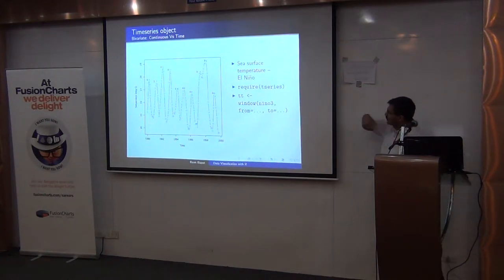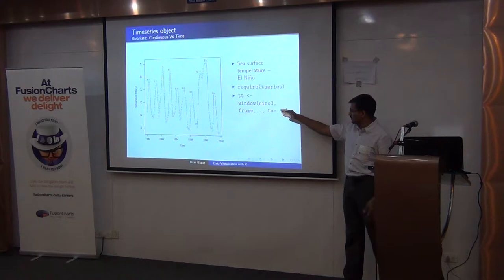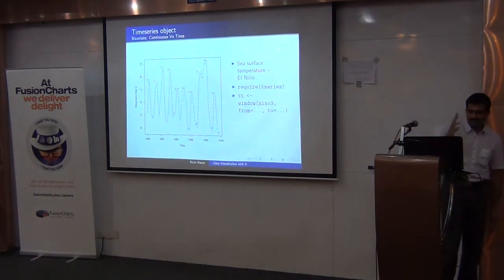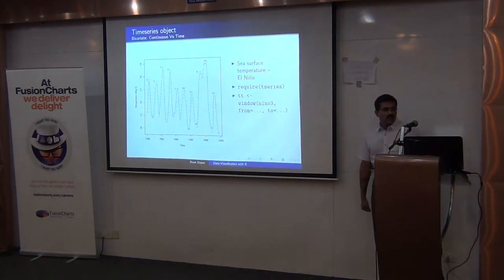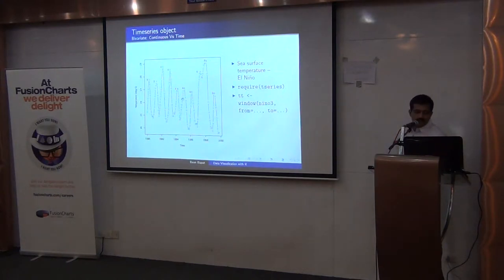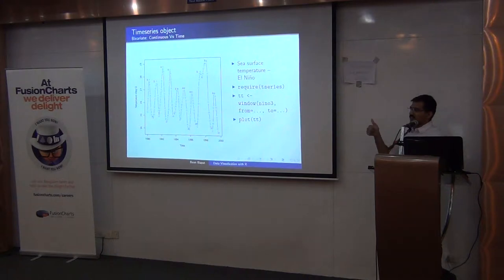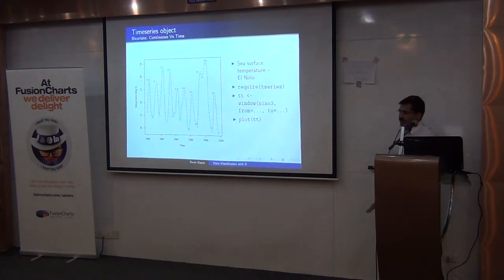Now, this window function just pulls out a certain subset of the data. This Niño 3 contains a data set for, I think, the last 50 years or something. I'm looking at just 10 years of data, so I extracted a window from 1990 to 2000 and I plot it. PT is a time series object, and when I plot it, I get it plotted against time. Otherwise I would have got this one to 0 on the x-axis.